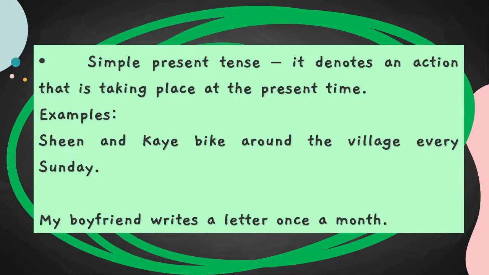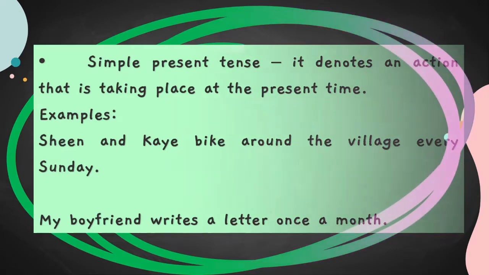Simple present tense. Next, the subject is my boyfriend. The subject is only one. That's why the verb is added with S. What's the verb? Correct. The verb is writes. So we are following the rule: a singular subject takes a singular verb. If the subject is plural, it should take a plural verb. Let's proceed with the next one.